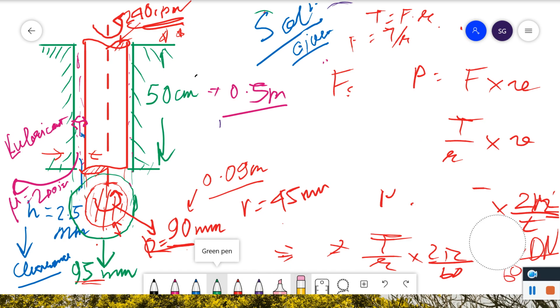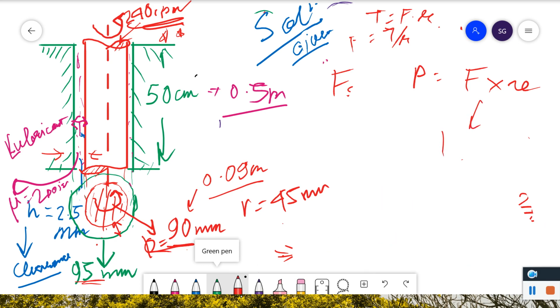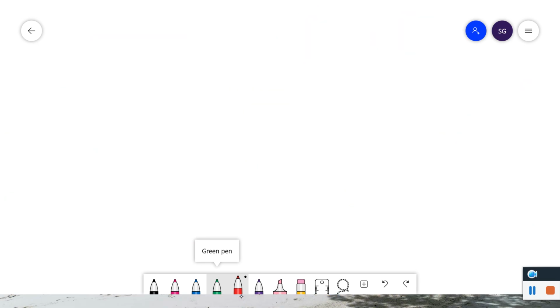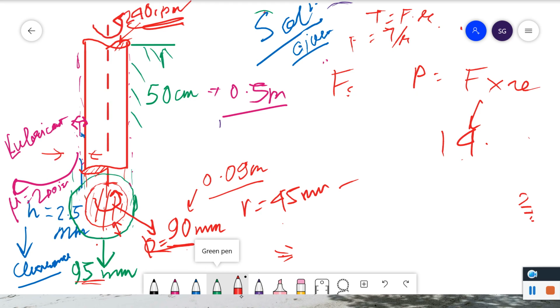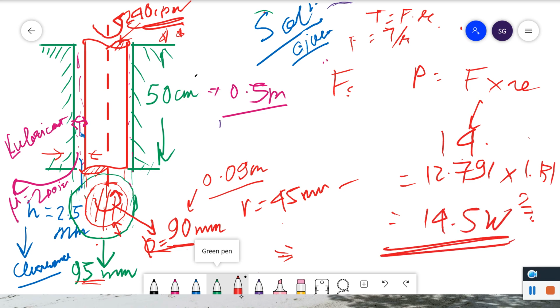Anyways, if you don't remember anything, just do force into velocity, and you have calculated the force and velocity. So you will get your answer 14.5. I will not make it complicated. Fs you have calculated out to be 12.791, so it is just 12.791 into velocity, which I calculated first as 1.131, and it will come out to be 14.5 watts. So this is a simple formula, no need to remember that. Now I will just clear the canvas.